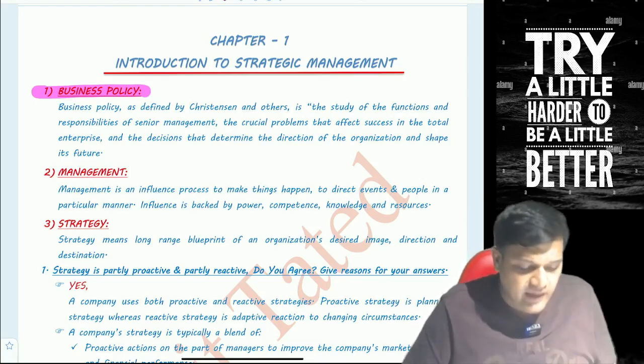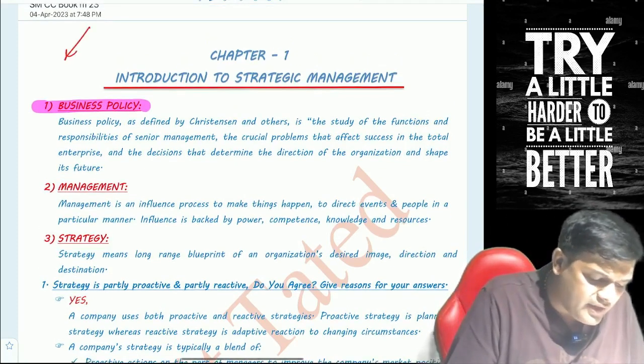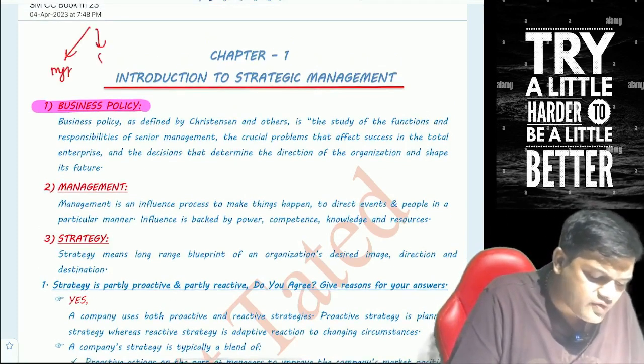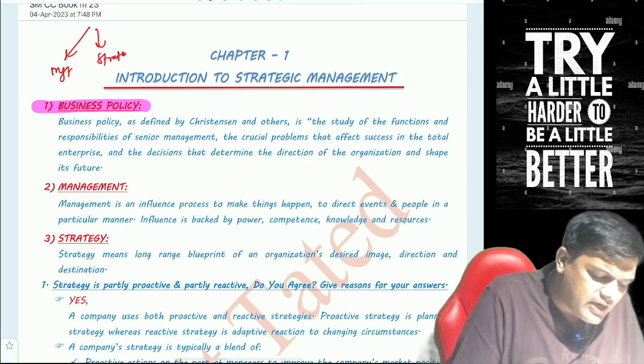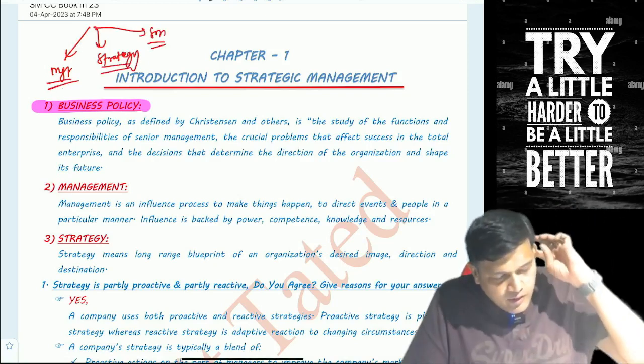So what exactly is in chapter 1? In chapter 1, we will focus on three elements. One is management, second is strategy, and third is strategic management, SM. These are the three elements we will be discussing in chapter 1, the introduction to strategic management.